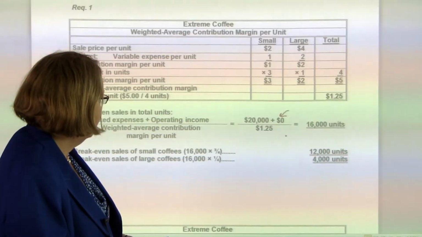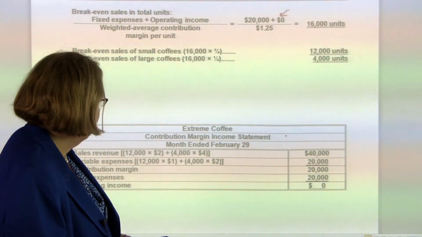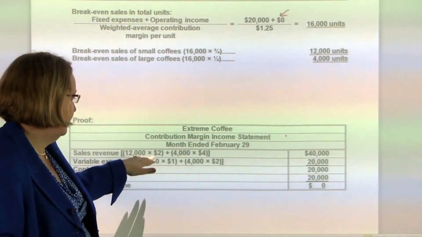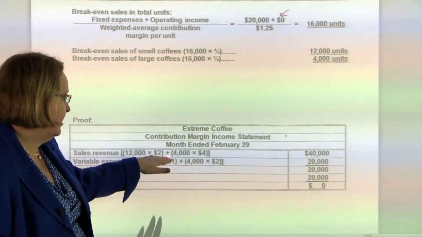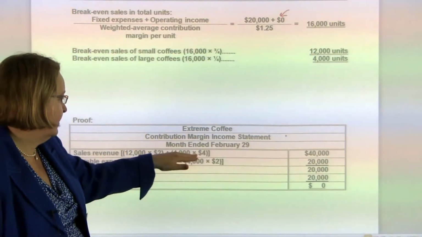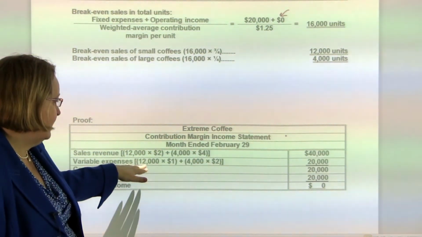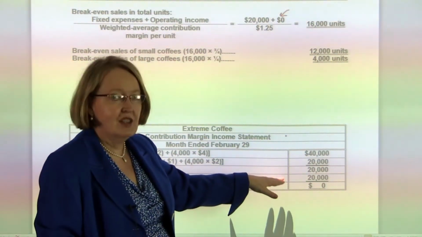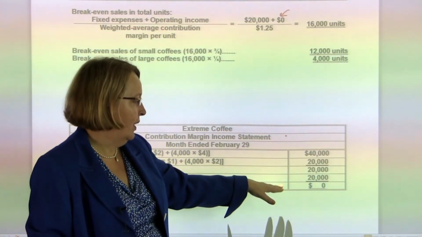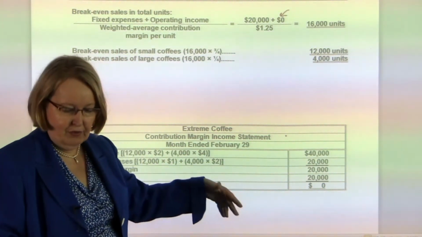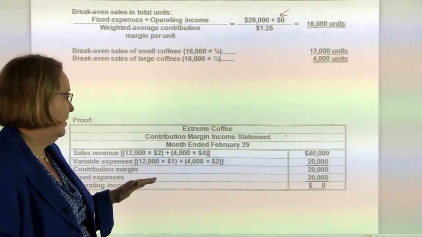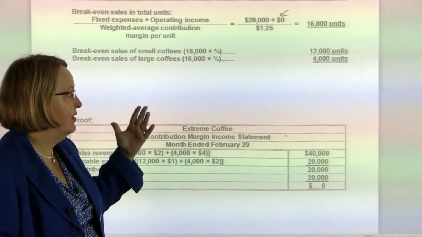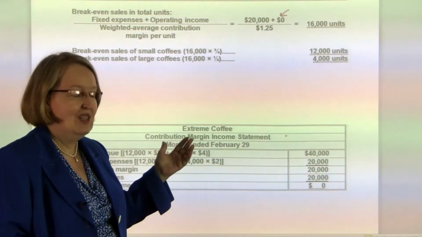So if you want to look at this another way, in terms of proving it, if you sold 12,000 cups at $2 and then 4,000 cups at $4, that's $40,000 in sales. We have our variable expenses of 20, which gives you a contribution margin of 20, your fixed costs are 20, so you end up with 0, which is break even. So that proves that at that sales level you will end up just breaking even when you're selling 12,000 units of small and 4,000 units of large.